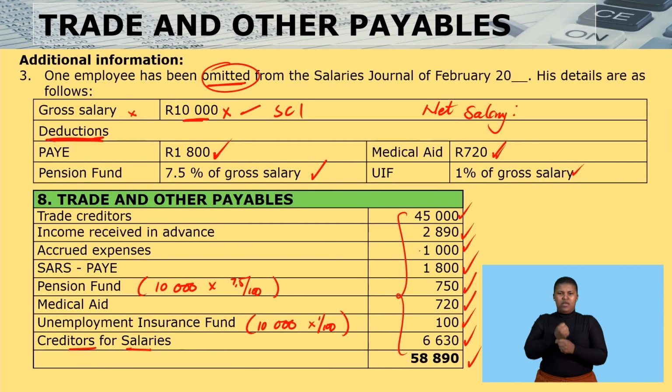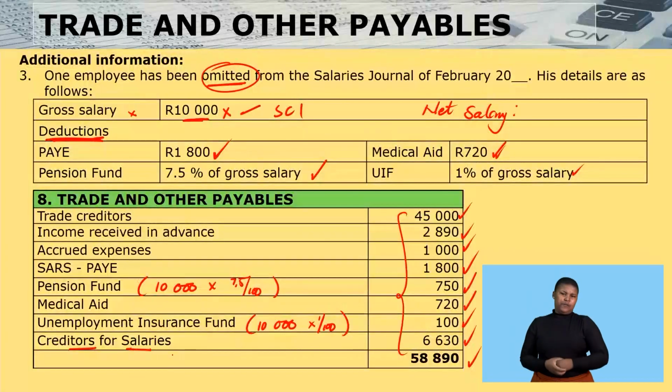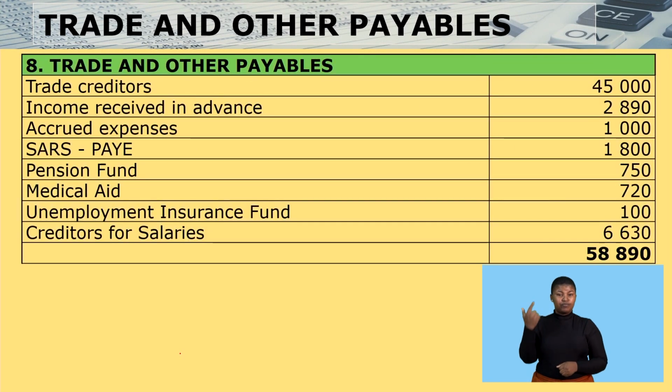It is very important that once an employee has been omitted from the salaries journal, you have to record such employee under your trade and other payables. And in most cases, you will be told that the employee has not been paid. Therefore, you will have your creditors for salaries. That simply means we owe our employee for his salary, and we also owe other institutions such as SARS for your pay as you earn and the pension fund companies. So you have to record such adjustments under trade and other payables. Here it is when it is properly done.